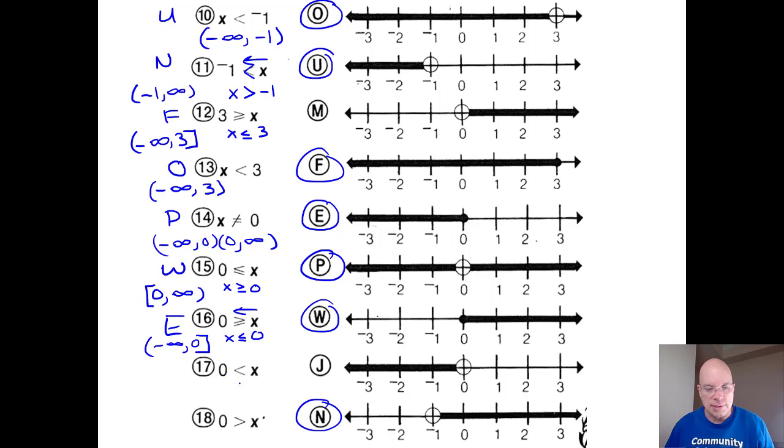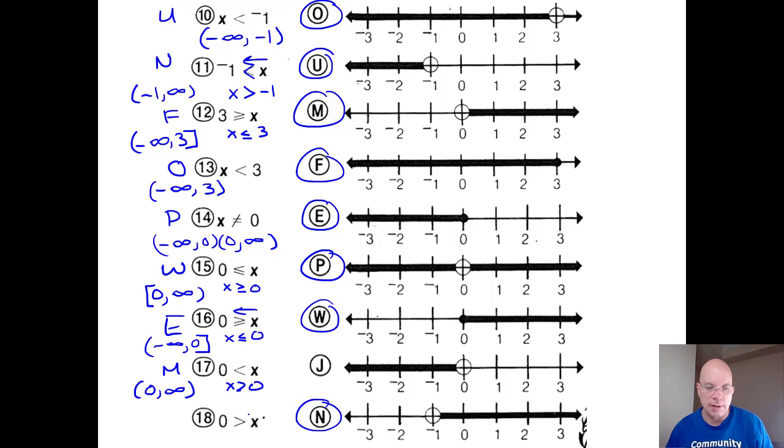This one says 0 is less than x, which is the same as x is greater than 0. So I want an open circle at 0 and an arrow to the right. That looks like M. Looking back at M, the least possible value is 0. The greatest is infinity. Infinity always gets parentheses, and in this case, so does 0 because 0 is not included in the solution set.